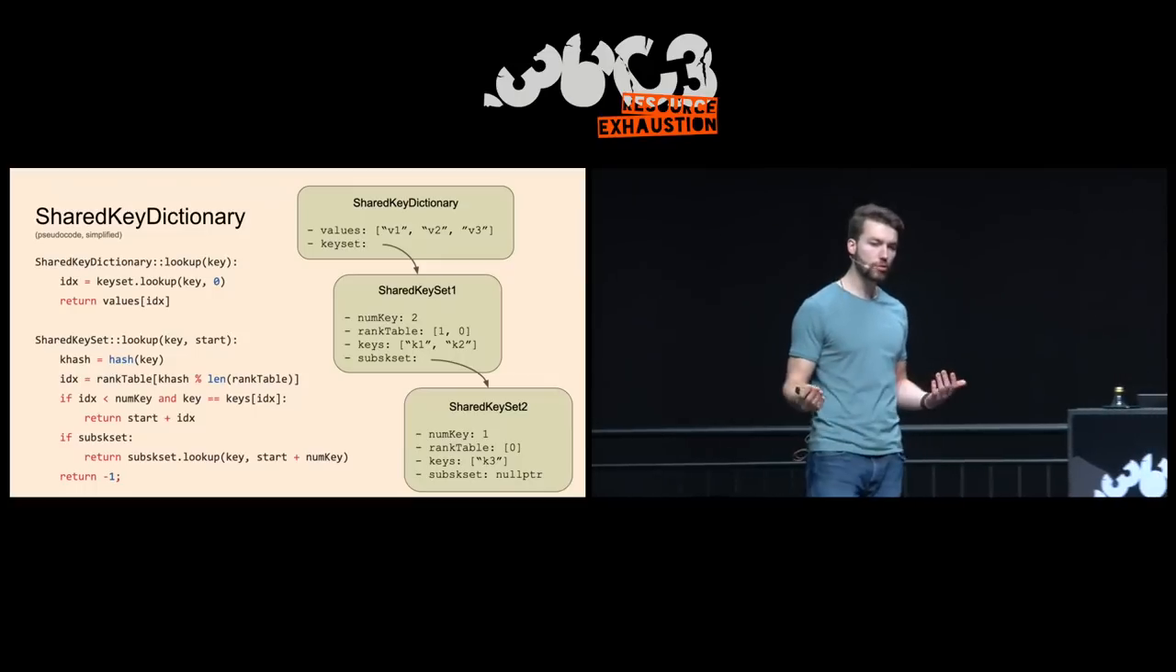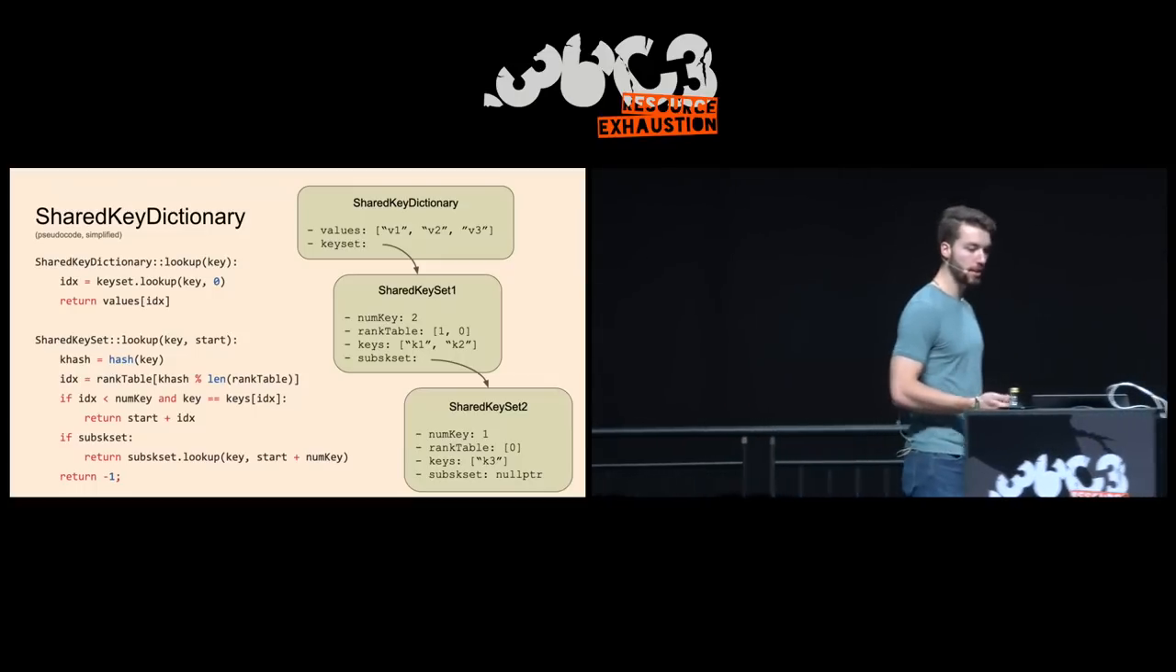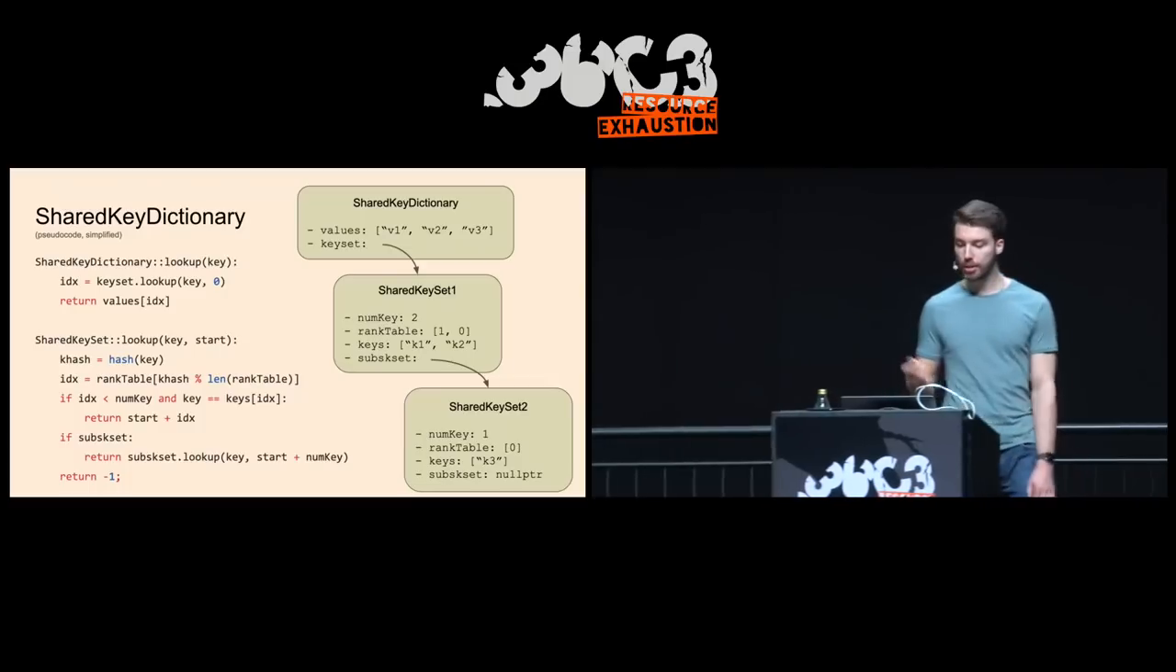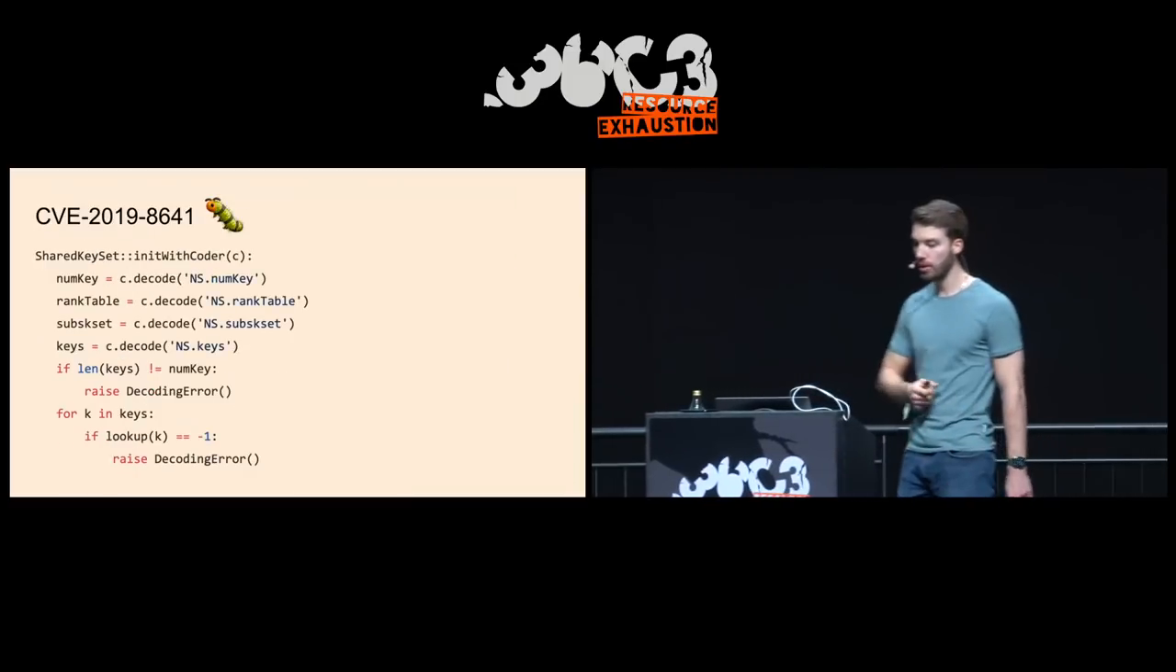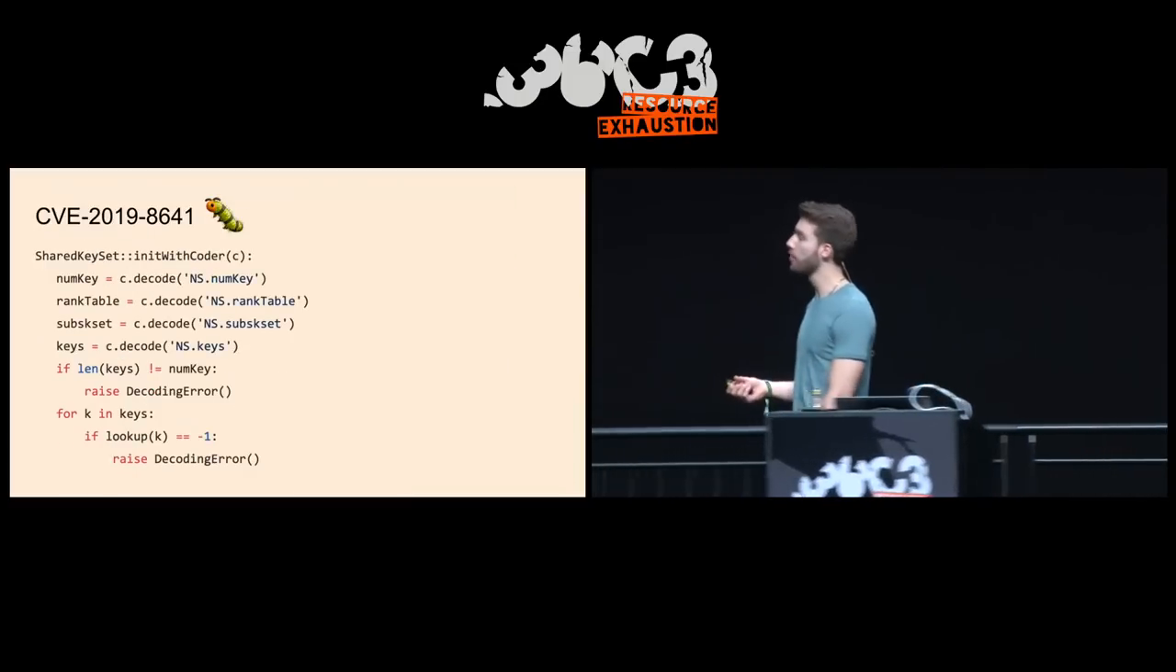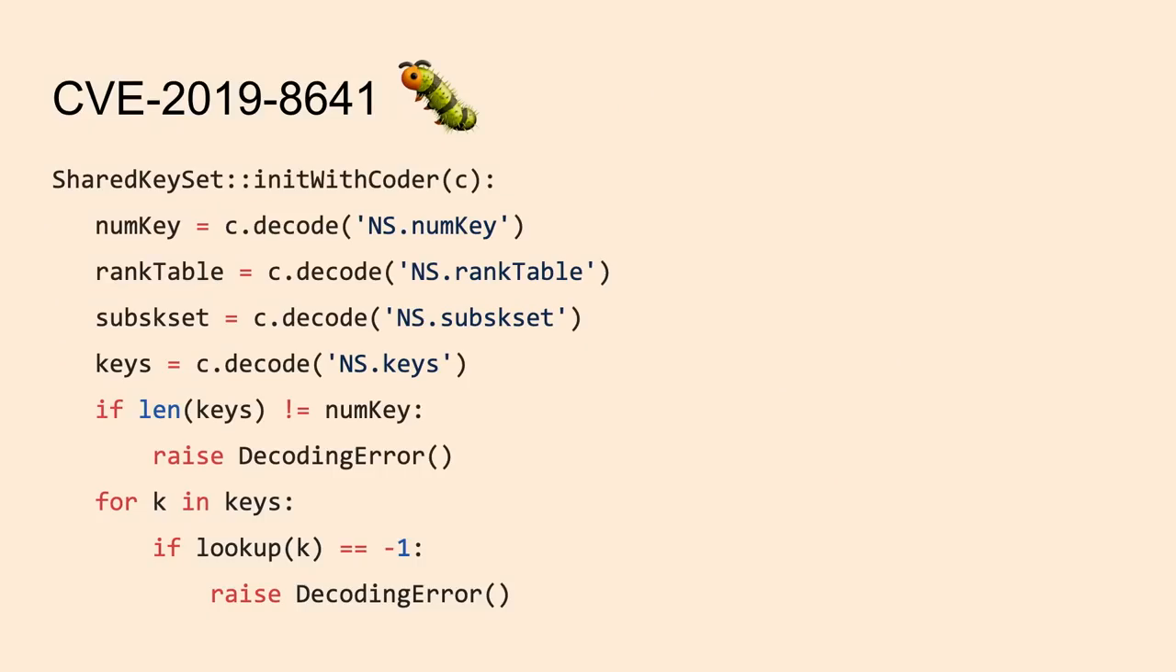Why does it need this recursion? I'm not quite sure, but it's there. And so now we'll look at how this goes wrong. So this is the init with coder, which is the shared key set constructor used during decoding with the keyed unarchiver. And it looks pretty solid at first.